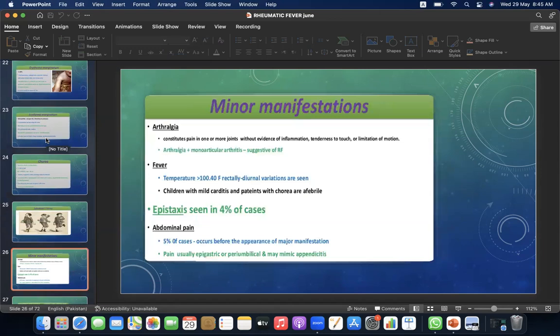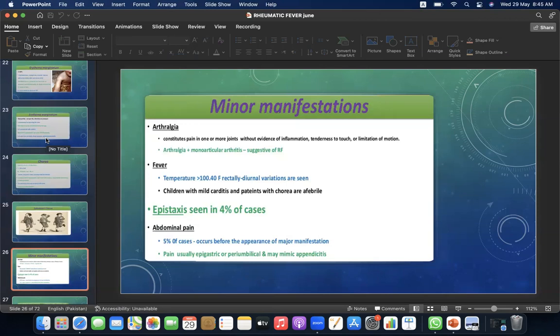The minor manifestations include arthralgia, which is pain in one or more joints without evidence of inflammation, tenderness to touch, or limitation of motion. Arthralgia along with monoarticular arthritis is suggestive of rheumatic fever. Fever means a temperature of more than 100.4 rectally, with diurnal variations. Children with mild carditis and patients with chorea are afebrile.